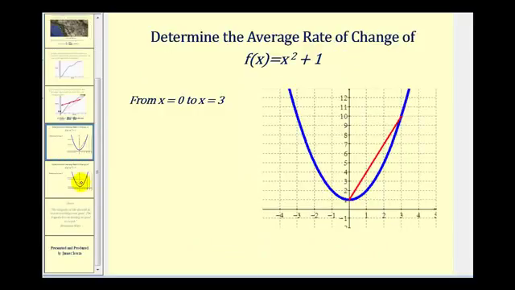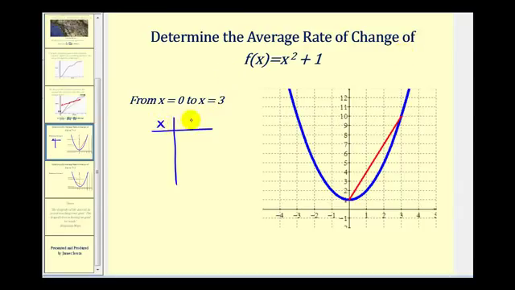Let's take a look at a few of our own examples. Let's determine the average rate of change of the given function from x equals 0 to x equals 3. Well, the first thing we need to do is determine the coordinates of the points when x is 0 and when x is 3. Once we have our 2 points, we can then just use the slope formula to determine our average rate of change.